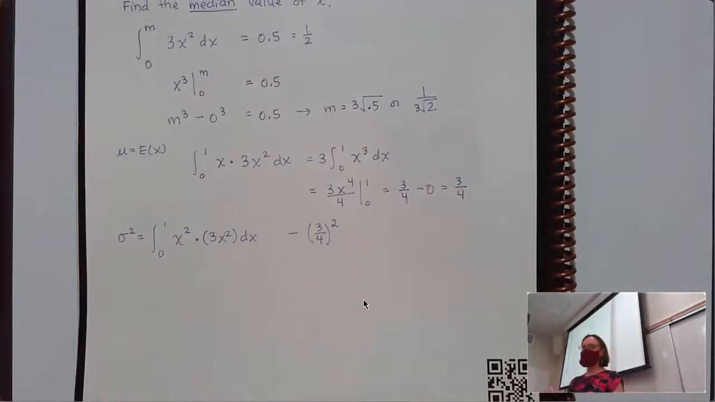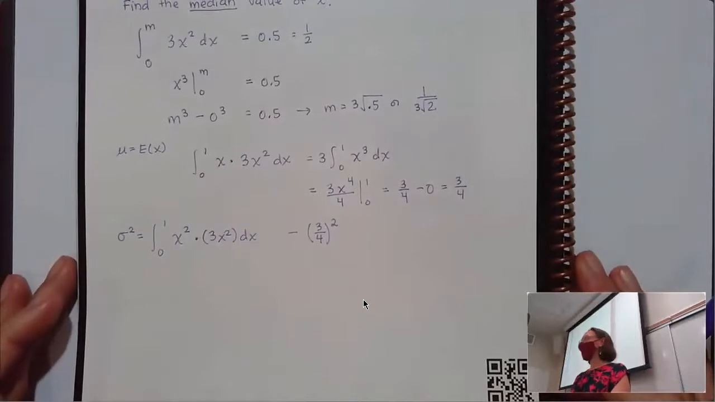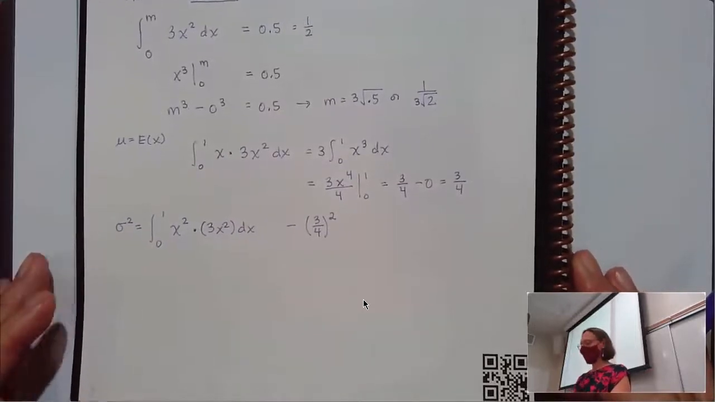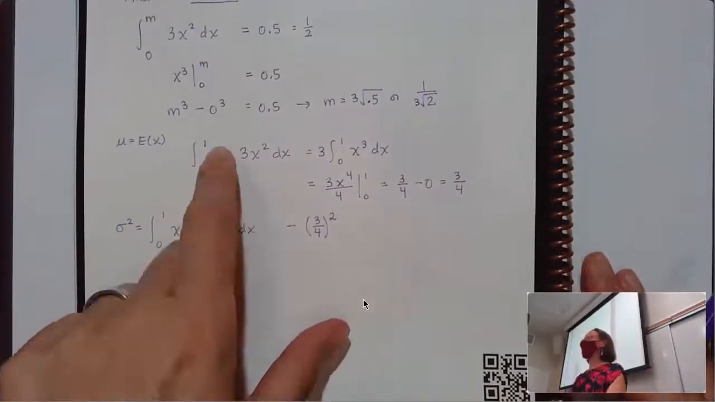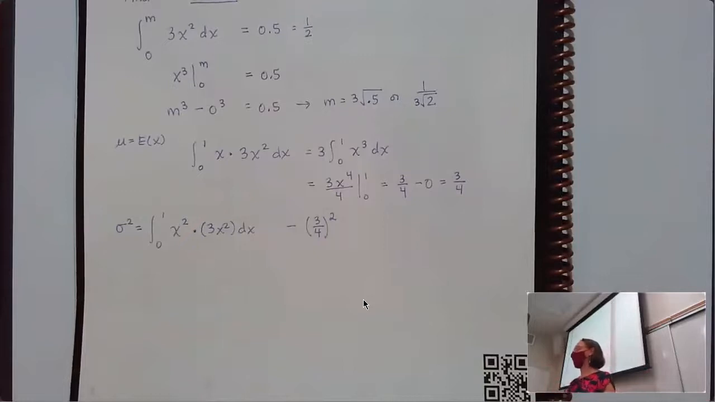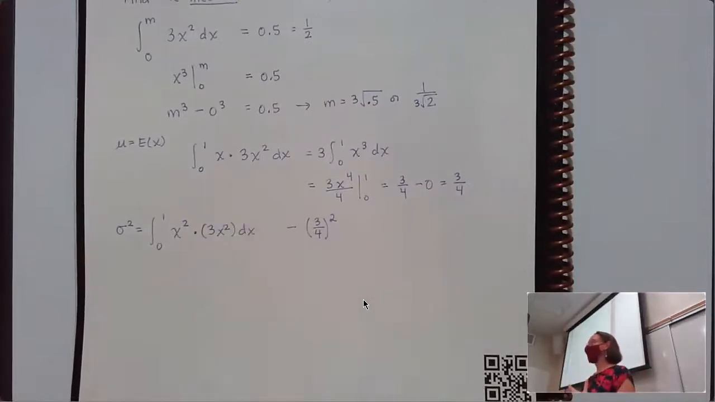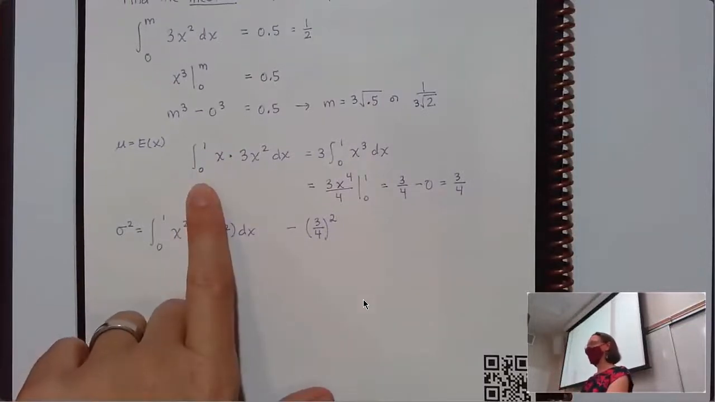Question. For the mean, for expected value, where did that extra x come from? That x is part of our formula for how we find the expected value. Oh, it's like x times the density. Yep. So when we go from discrete to continuous, that x stays there. The only thing we change is instead of having a summation, we switch it to an integral. Okay. Yeah.